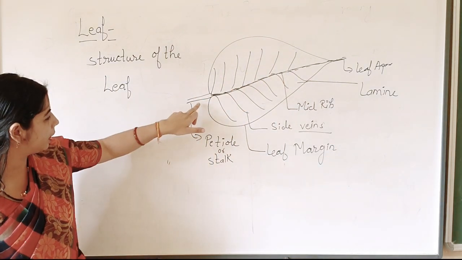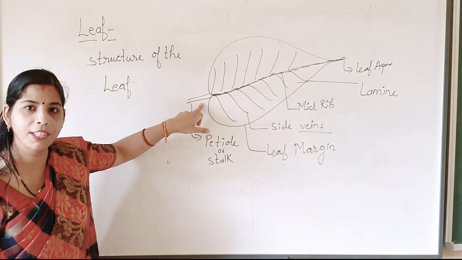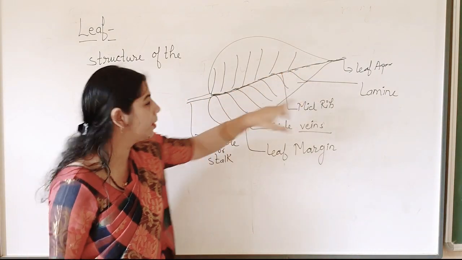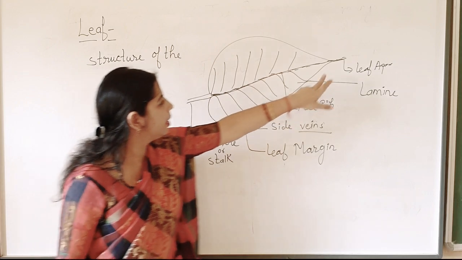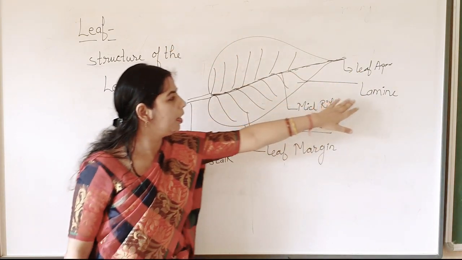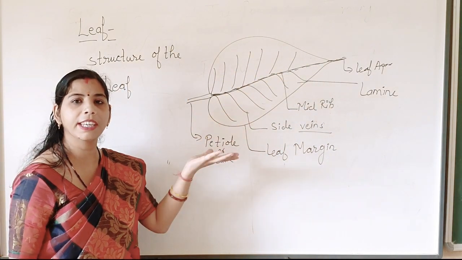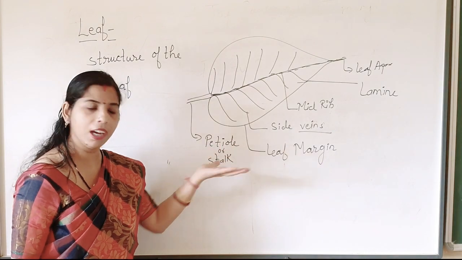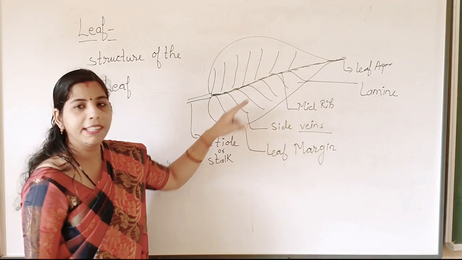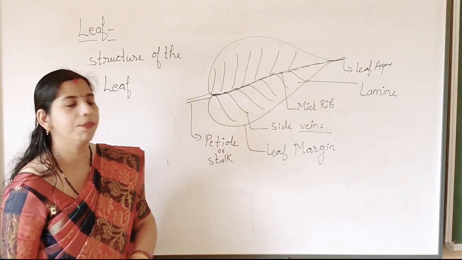Once again I am telling you, the petiole, important part through which leaf is attached to the stem or the branches. This main part, which is known as the midrib, these are the side veins, this is the leaf apex, this complete broad part is known as the lamina, and this helps in the photosynthesis because this is the green part of the plant and it contains the chlorophyll. And these veins, these help in the conduction of water in the parts of the leaf.